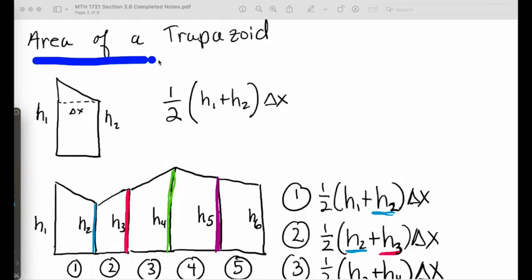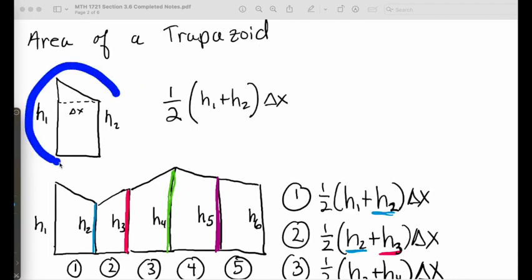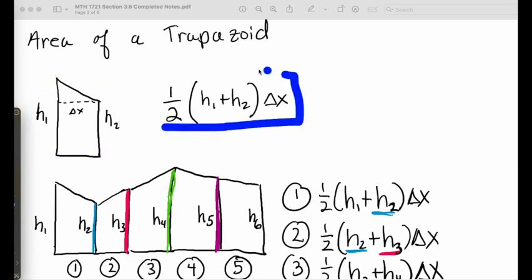So now we're going to review the formula for the area of a trapezoid, because the next method we're going to learn about for numerical integration is called the trapezoid method. And so we're going to break down the areas under the curve with trapezoids rather than rectangles. So here's our trapezoid, just a general trapezoid. The area of a trapezoid is given by this formula here. So we have 1/2 times the sum of the heights on either side of the trapezoid times the width of the trapezoid.